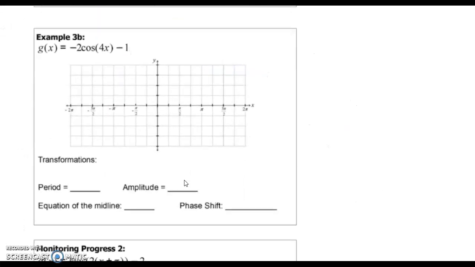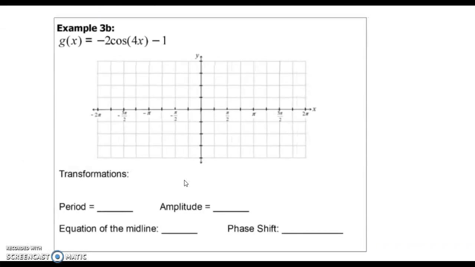Okay, let's go look at example 3b. It's also kind of complicated like this, so let's look at what we've got. We have no right or left movement, so no phase shift. So I'm going to put none. We had a vertical stretch of 2, and that's going to change my amplitude.